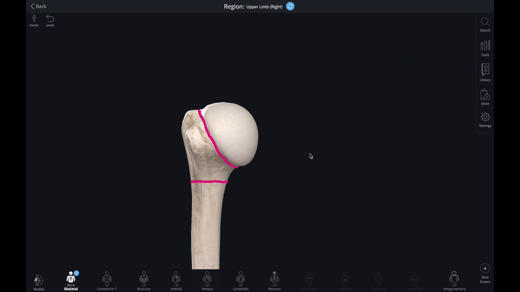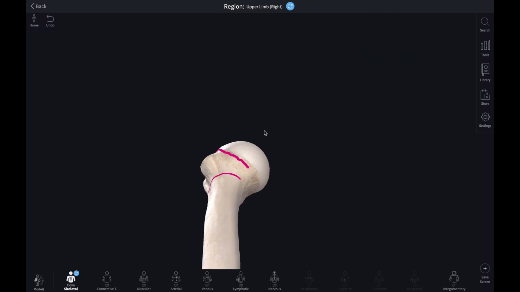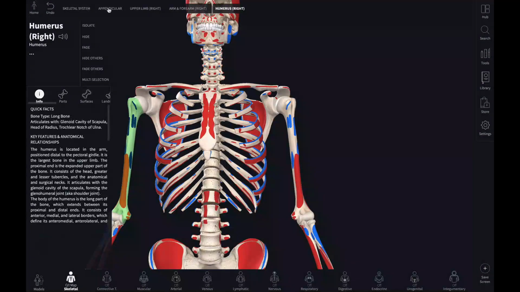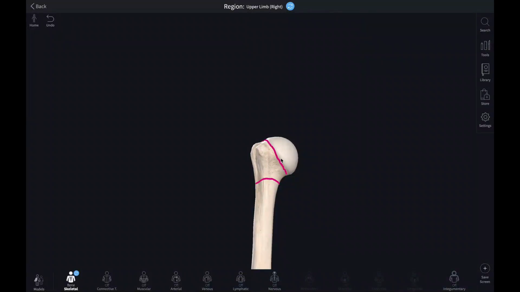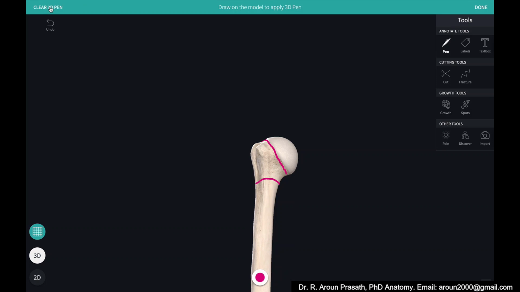Okay, so when you see this part, this is the anatomical neck, and this is the surgical neck. The speciality of the anatomical neck is the attachment of the joint capsule. So now when you see the anatomical neck and surgical neck, this is something you have to understand about this model.